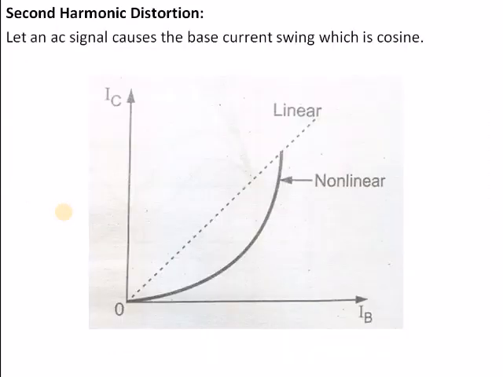In this graph, we can observe the dynamic characteristic of a transistor. The dynamic characteristic of a transistor is non-linear in nature rather than a straight line. In general, in the ideal case, it should be a linear curve, but in practice it is not linear; it is a non-linear curve and it is parabolic in nature.